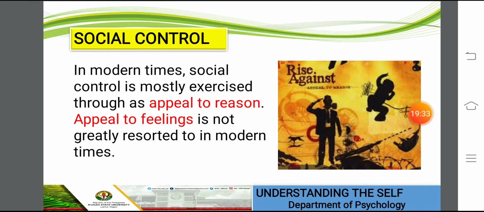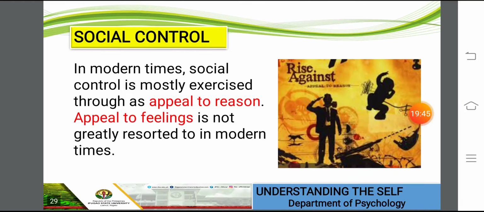Another concept is the social control. In modern times, social control is mostly exercised through the appeal to reason. Appeal to feelings is not greatly resorted to in the modern world. Okay, for now, we are in a modern world. We are experiencing pandemic. Okay?